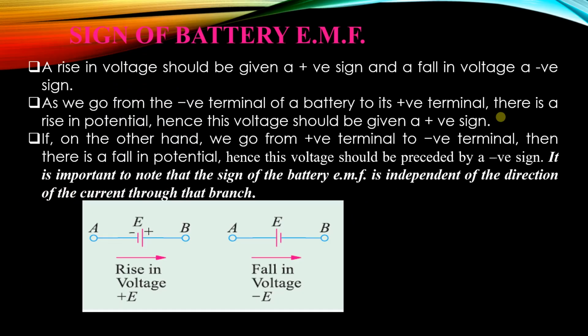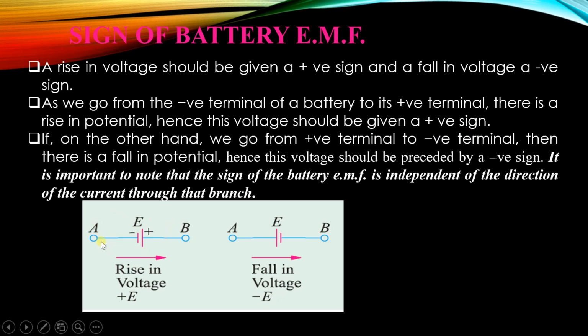In this lecture, I will tell you about the electrical energy sources. Here, in this slide, I will tell you how we give the signs to the voltage sources. A rise in voltage should be given a positive sign and a fall in voltage is given a negative sign. When we go from the negative terminal of the battery to the positive terminal, there is a rise in potential. Hence, this voltage should be given a positive sign.